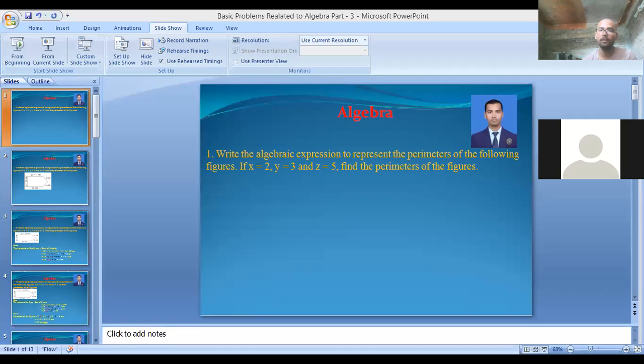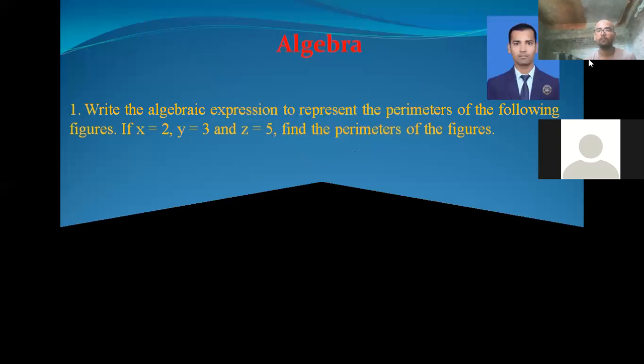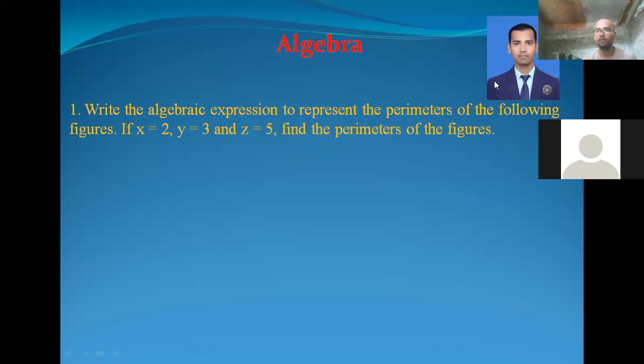As you can see on the screen, you can see the question, and the question is like this: write the algebraic expressions to represent the perimeters of the following figures if x is equal to 2, y is equal to 3, and z is equal to 5, and find the perimeters of the figure.